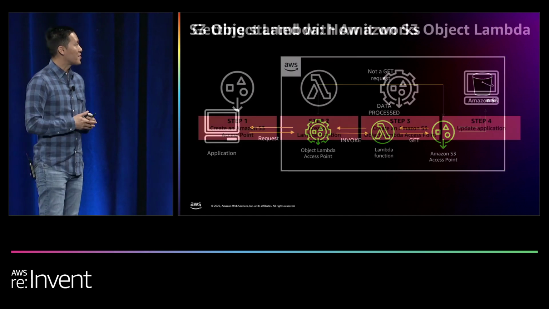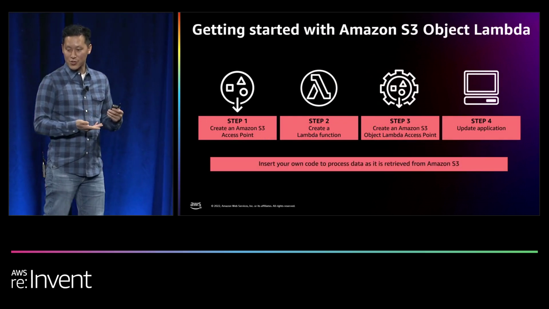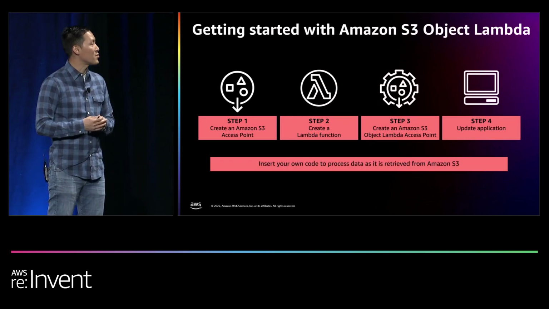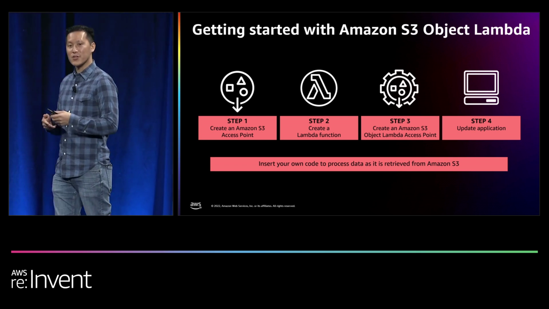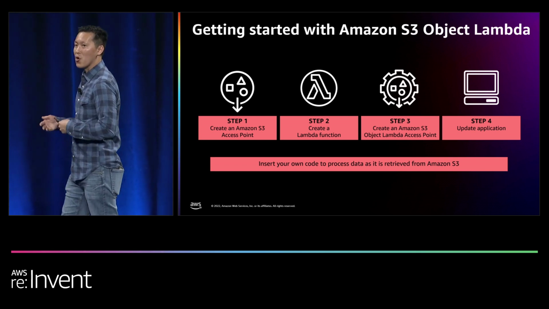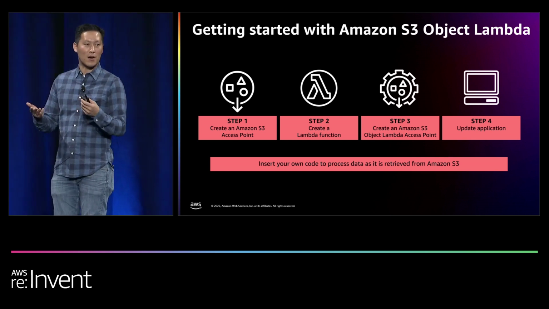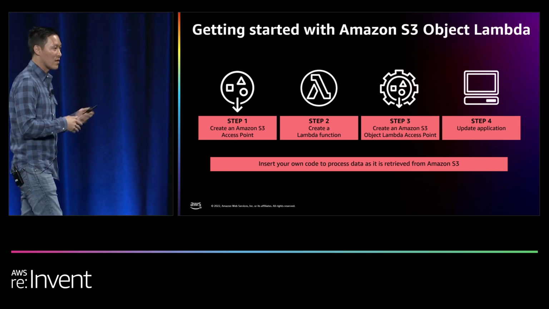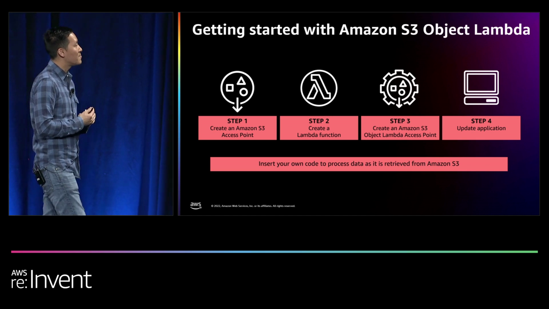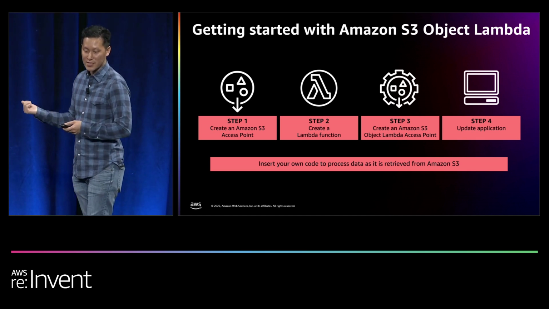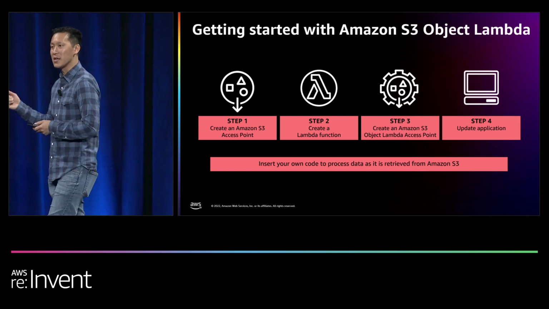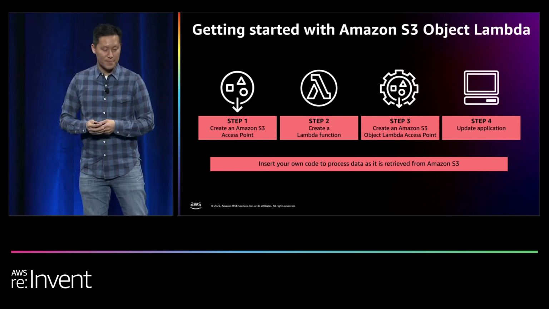So here's just the stepwise process. I know that we're running a little bit short on time. This is the stepwise process for doing so. You would create the S3 access point. You then author your Lambda function. You could do it through the console, or maybe you as a developer will write that on your developer laptop and use different developer tools to get that deployed into your environment. Then you would connect that with the S3 object access point, and then you would update your application to redirect and point to that access point.